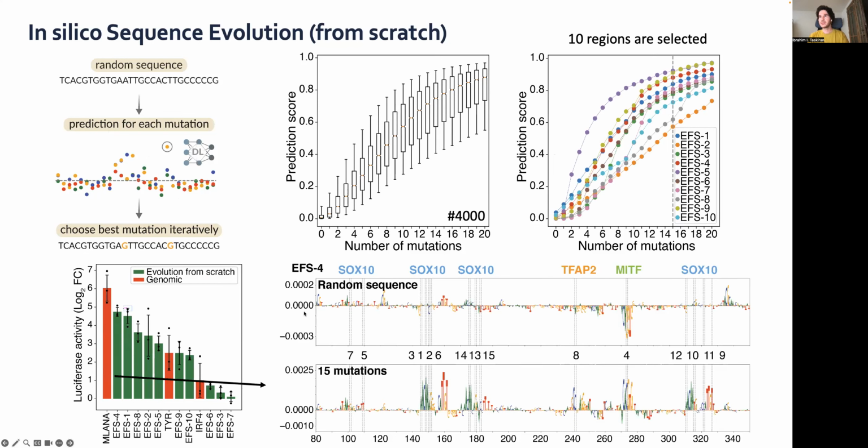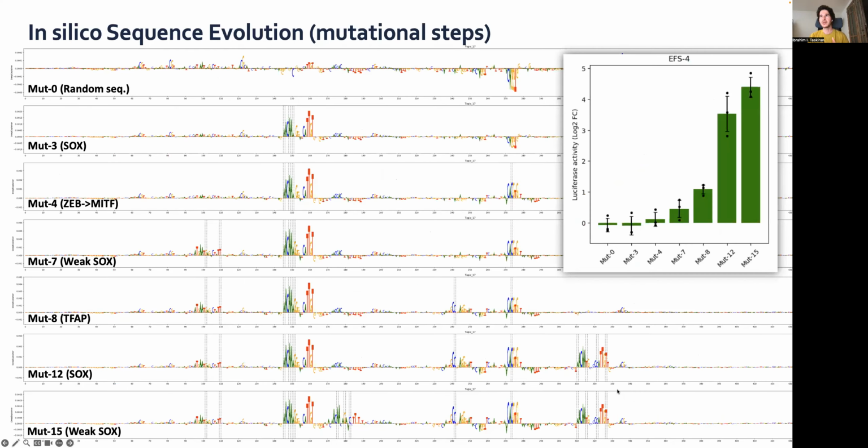Here you see an example. This is the initial random sequence. There are repressor binding sites and no activators, and it's by chance the repressor binding site here. And after 15 mutations, activator binding sites are generated and the repressor binding sites are destroyed. And to see what's happening in each step, here you can see the random sequence, after 3 mutations, it created this SOX10 binding site here.